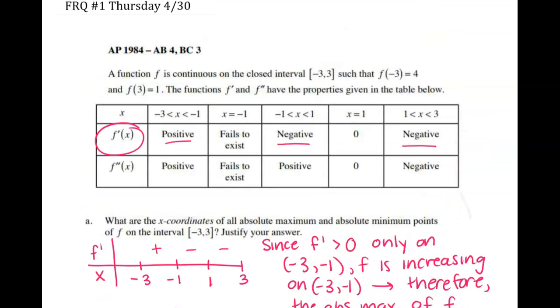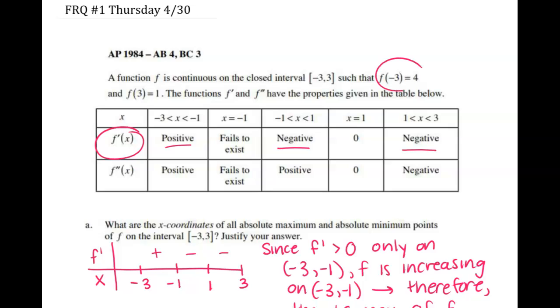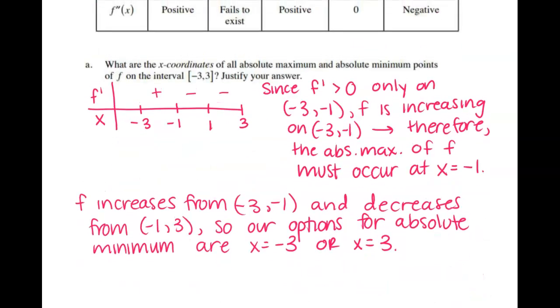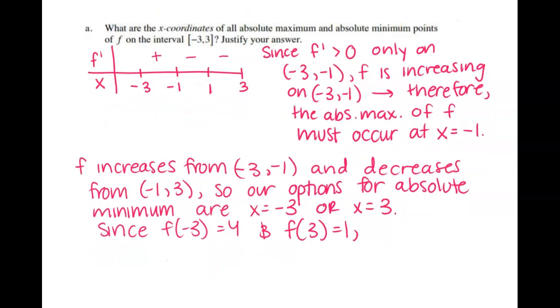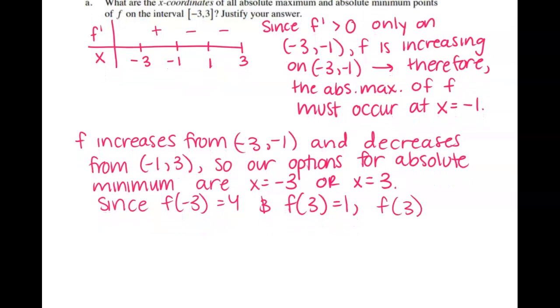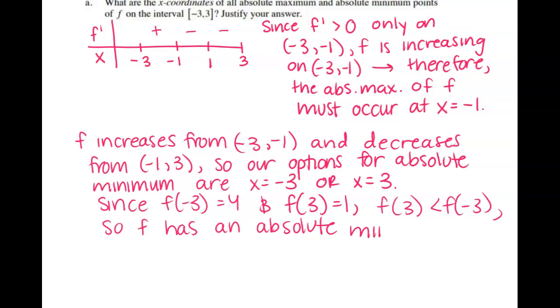And now, fortunately, we have some information. We know f of -3 is 4, and f of 3 is 1. So since f of -3 equals 4, and f of 3 equals 1, f of 3 is less than f of -3, because 1 is less than 4. So f has an absolute minimum at x equals 3.